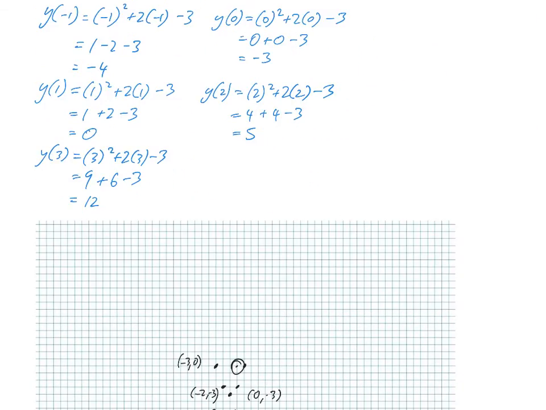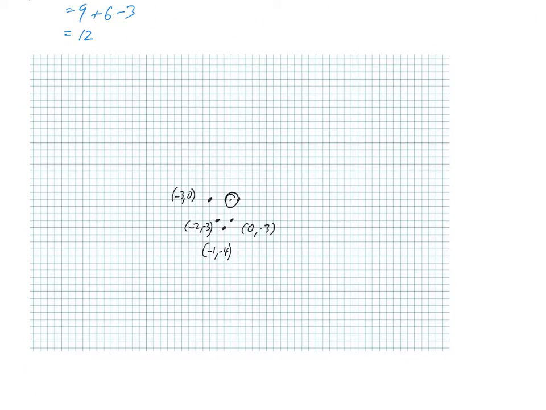2, 5, and 3, 12. 1, 0, 2, 5, so 2, 1, 2, 3, 4, 5, and 3, 12, 3. That's 5, 6, 7, 8, 9, 10, 11, 12. 3, 12. Now it's not acceptable to not have a set of axes, so I'll draw that now.